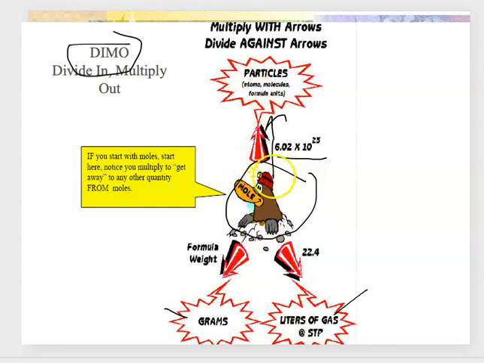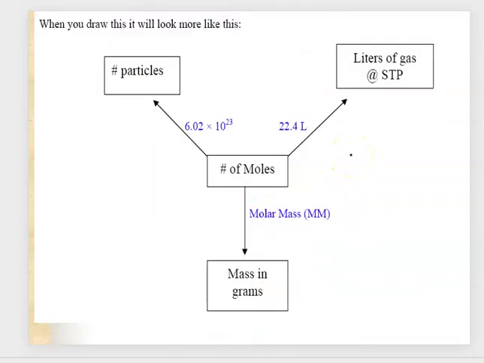Similar thing for moles to liters of a gas, you're going to use 22.4, multiplying if you're going out, dividing if you're going in. And the only thing that's unique to the particular thing that you're doing the calculations on is formula weight, and that's only if you're going to and from mass in grams. And here again, if you're going out, you're going to be multiplying by the number of grams in 1 mole, or if you're going in, you'll divide.